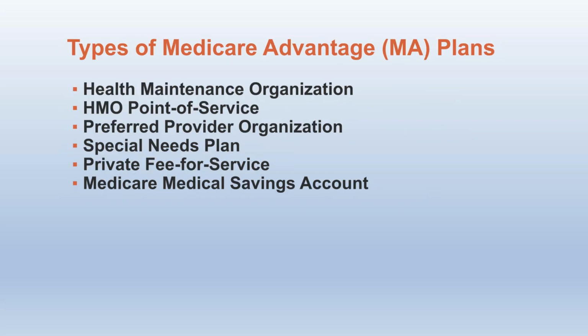Types of Medicare Advantage plans. There are 6 main types of Medicare Advantage plans. Not all types of plans are available in all areas. Health Maintenance Organization, or HMO plans. In most HMOs, you can only go to doctors, other healthcare providers, or hospitals in the plan's network, except in an emergency. And you also may need to get a referral from your primary care doctor.